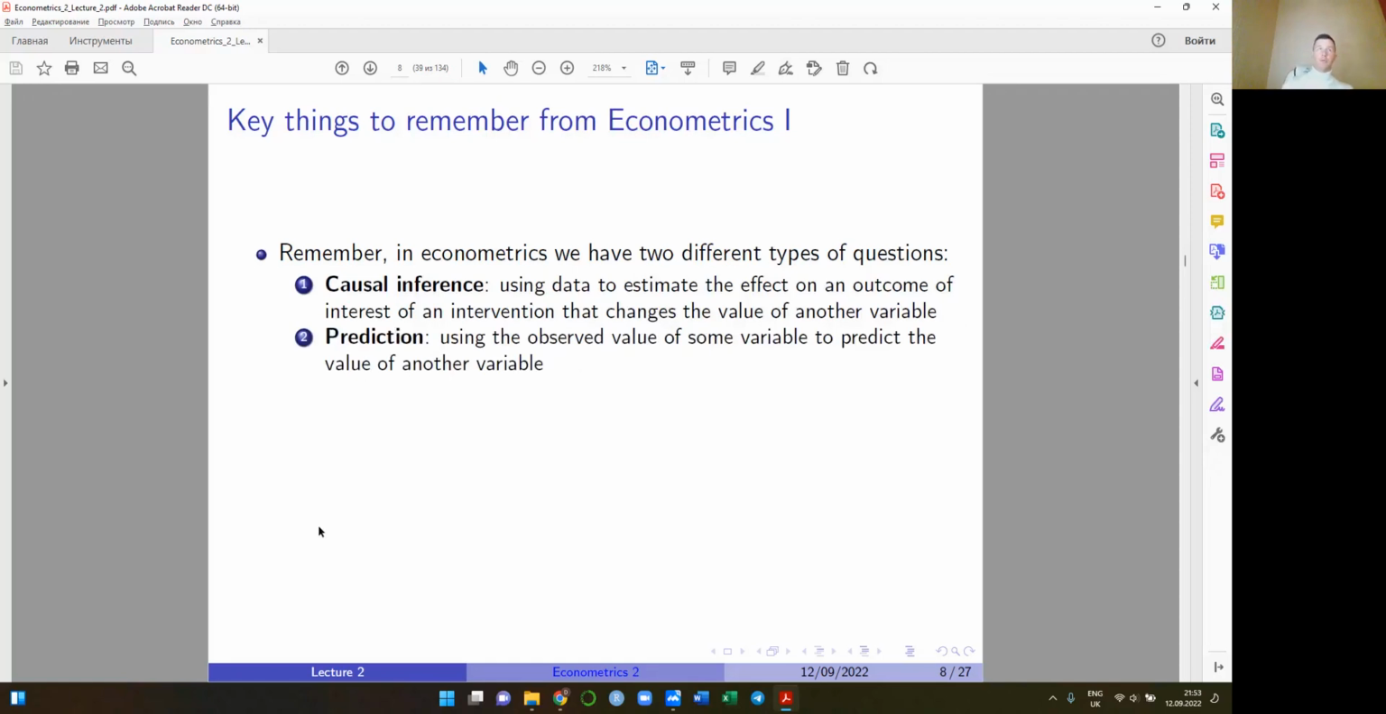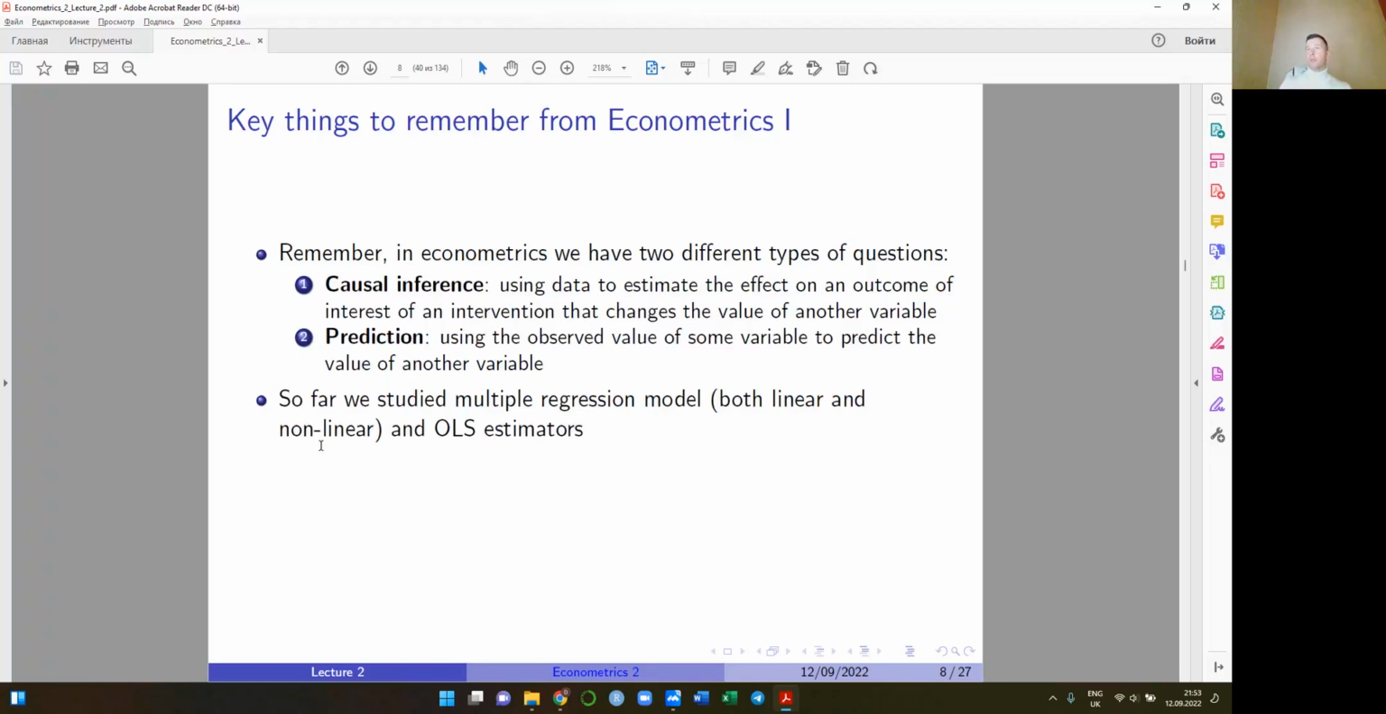Another type of question is making predictions. In predictions, we don't care about causality, we don't care about whether there is some influence of one variable on the other. We just want to predict the variable of interest as precisely as possible.